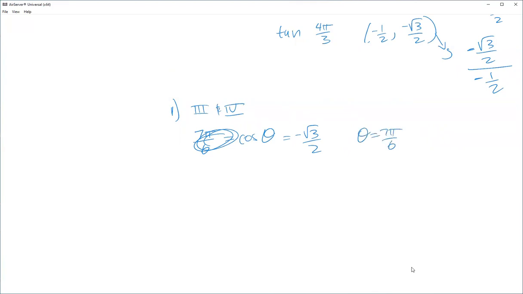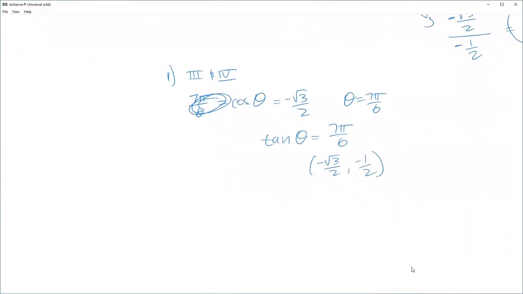Once you find the theta, you can find the tan of theta, which is 7 pi over 6. The coordinates of this are negative radical 3 over 2, comma negative 1/2. So it's sine over cosine, which is negative 1/2 over negative radical 3 over 2. You can cancel out the 2's and then cancel out the negatives. So it's just 1 over radical 3, which rationalized is radical 3 over 3.